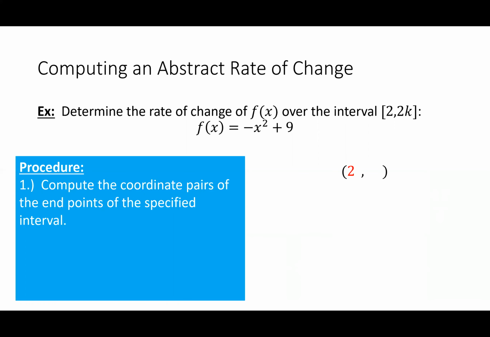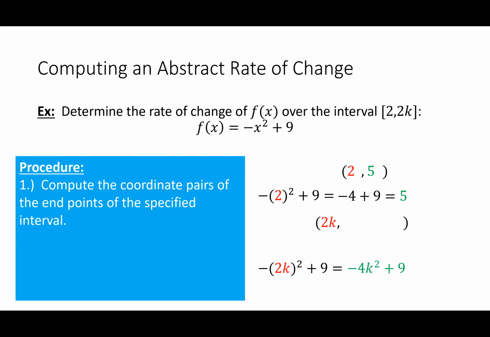All right, so let's begin with the coordinate pairs. We've got 2, so I'm just going to plug 2 into the original function. Observe that the negative is not going inside of those parentheses. That's really important. And I get 5. That's great. And now I'm going to put 2k in the function, and I'm going to square that. So I end up with -4k squared plus 9. That's a weird y value.